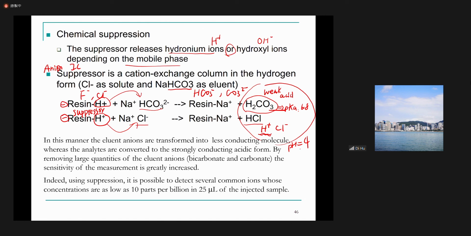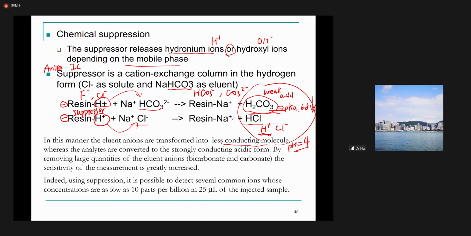In this solution at pH 4, most carbonate and bicarbonate are in the neutral carbonic acid form, so they are less dissociable and their conductivity has greatly dropped. By doing so, we have converted the eluent ions to less conducting carbonic acid. How about the analyte? For the analyte, the sodium is replaced by hydronium ion, which is the most conducting cation.